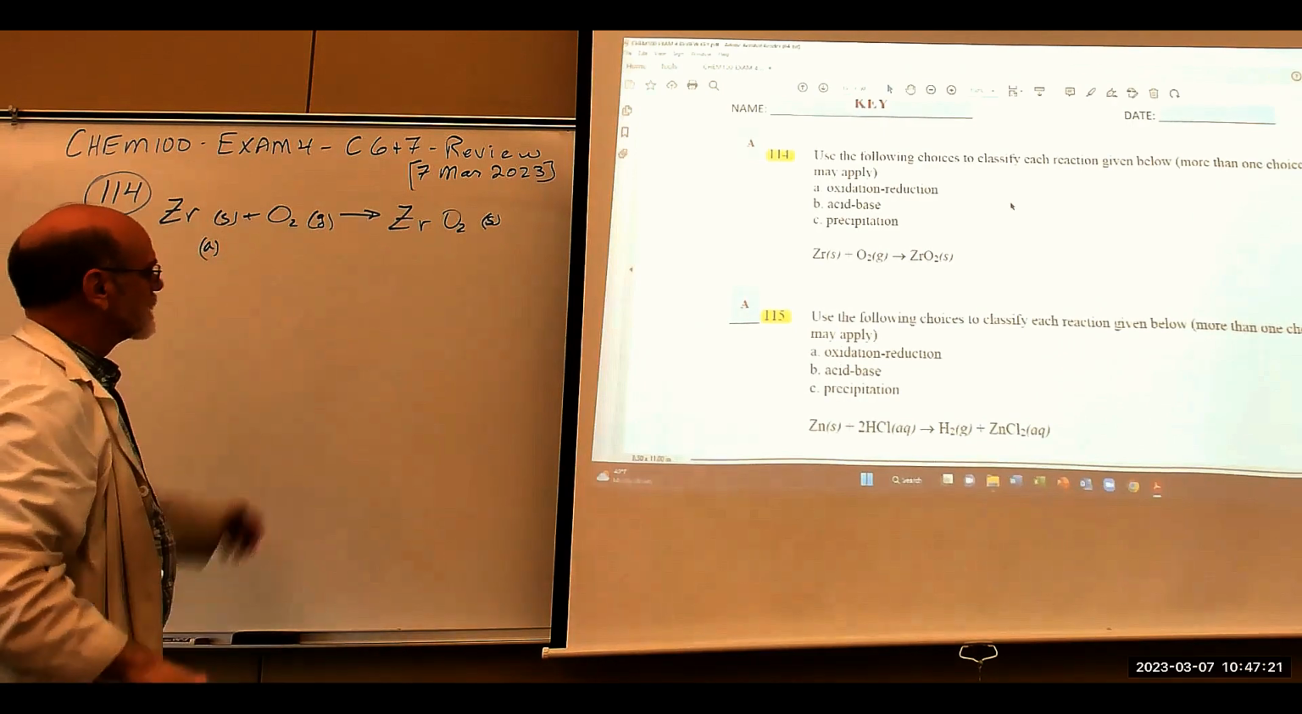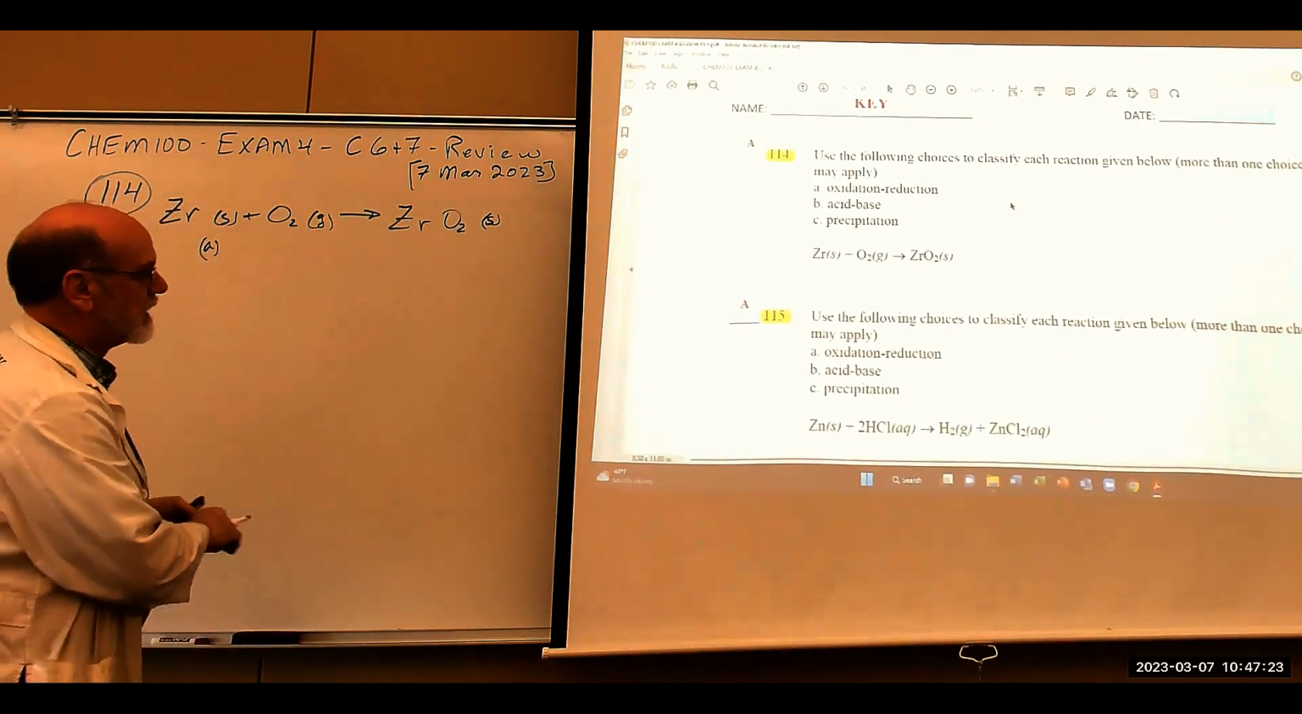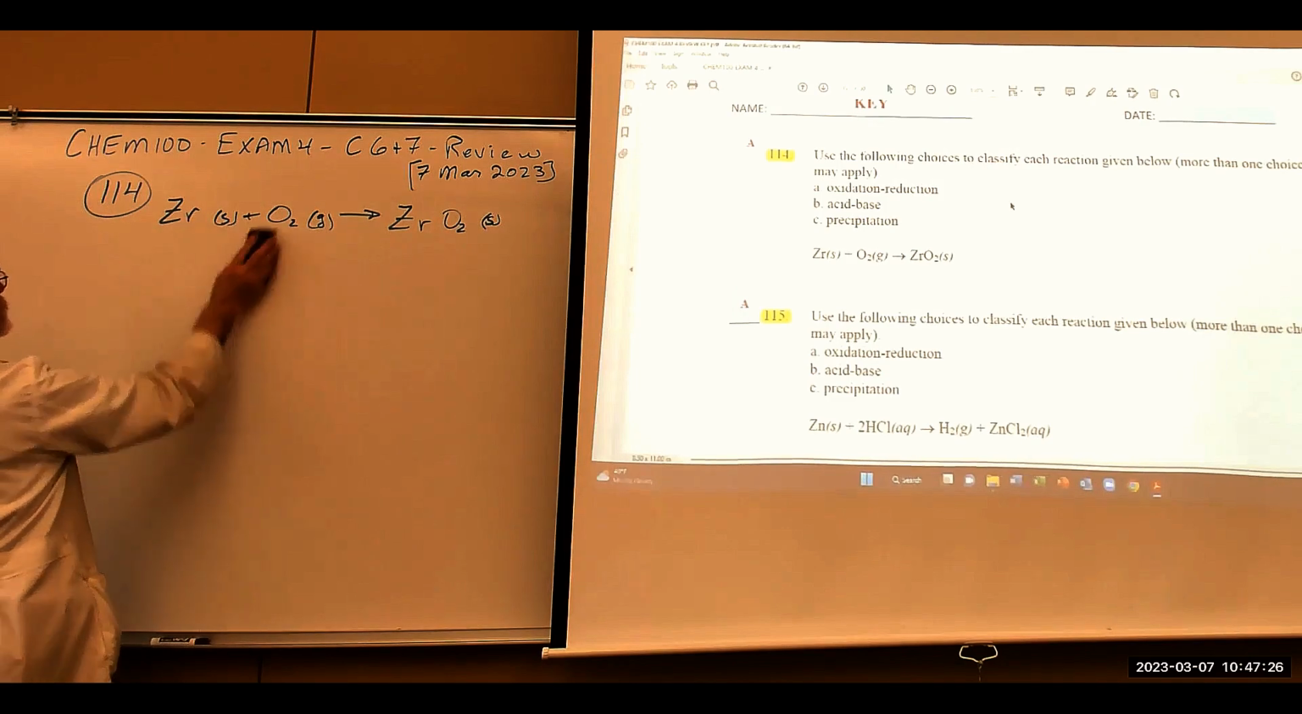Oxidation reduction. It's not a precipitation. It's not acid base. So redox reaction is the only one that works.